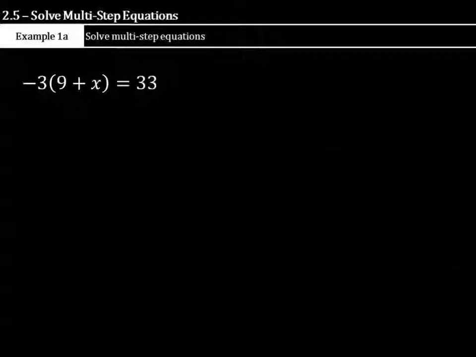Hi, Mr. Richards here. Today we're going to take a look at how to solve multi-step equations. In our first example, we have negative 3 times the quantity 9 plus x equals 33.